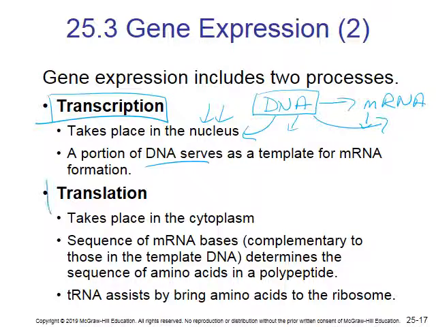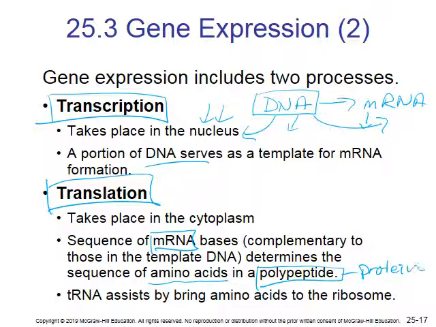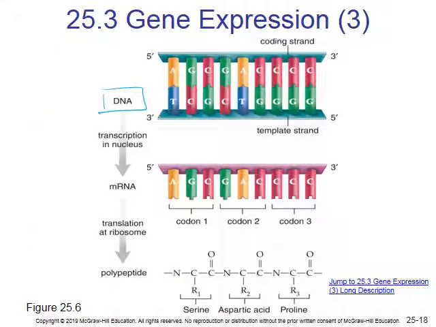Translation is where we're going to take that messenger RNA template and we're going to put together a sequence of amino acids and create a polypeptide, which will eventually be folded to form a protein. During this translation part, we need transfer RNAs and we also need ribosomal RNA. So you can see the three RNAs that are necessary for gene expression. If we have a specific sequence of DNA, we have a gene here. This gene is going to be transcribed into messenger RNA.